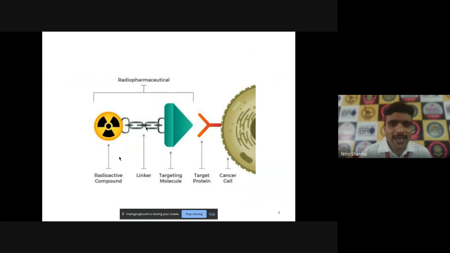So what happens when we consume this complex? Here the targeting molecule will navigate this complex, which carries the radiopharmaceutical, and in response to the navigation, the targeting molecule will attach to the specific receptor which is overexpressed on that particular cell in the particular disease. This binding will tell us the performance of my product, right?